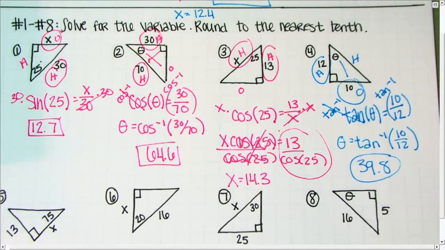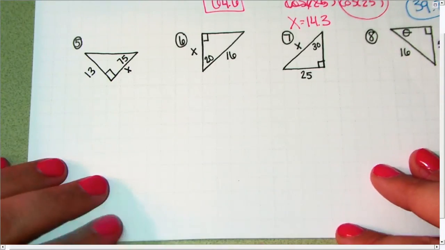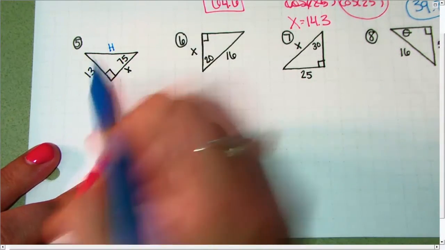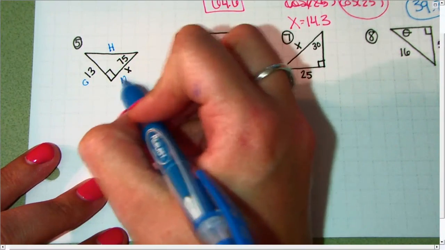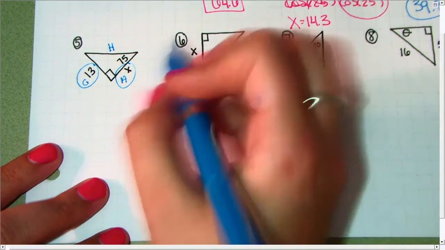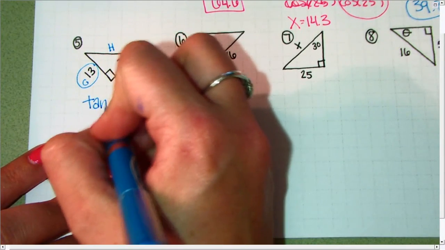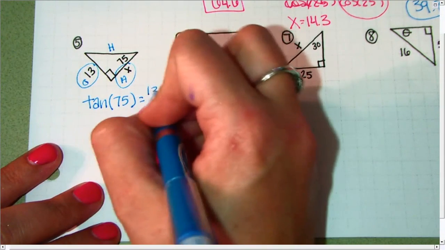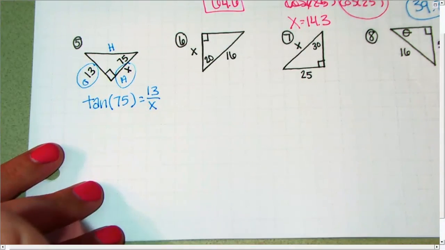All right, well, top to the bottom. Again, I'm going to label. Across the 90 is H. Across theta is O. By default, this is A. My doubles are at O and A, so this is tangent. So tangent of 75 equals opposite 13 over adjacent X.